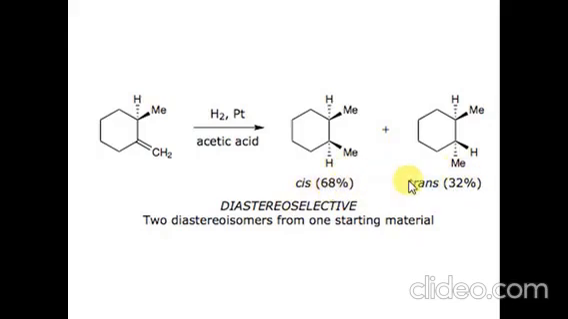So since we are getting two products, and we are getting two products in different amounts, this is not a specific reaction, because a specific reaction always yields one product. So here this is an example of a diastereoselective reaction, right? So we are getting two diastereomers in different amounts from the same reactant, right?